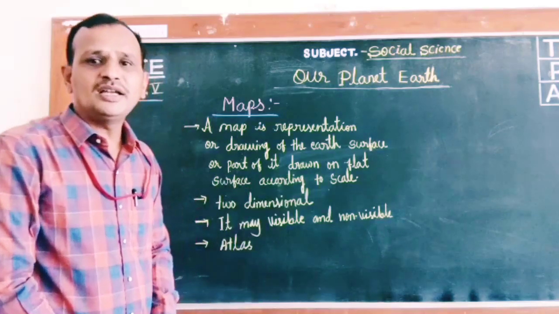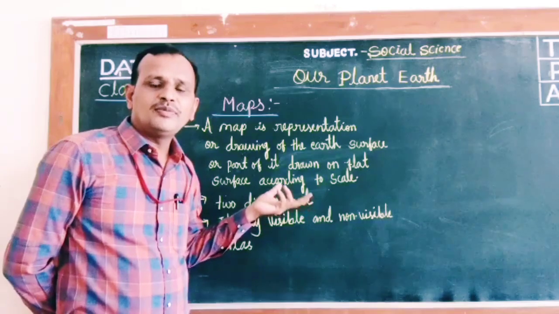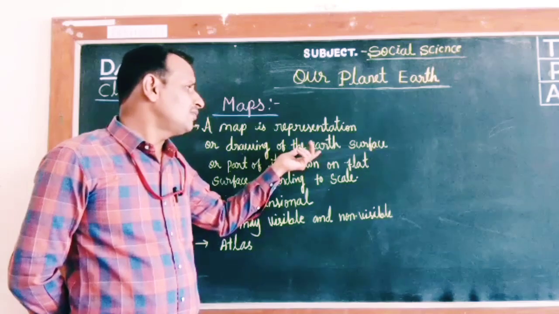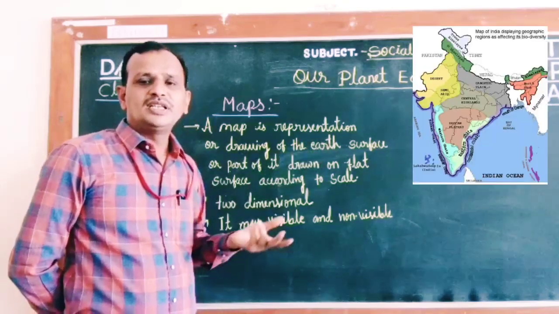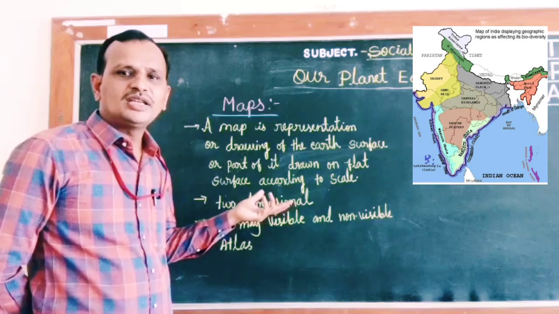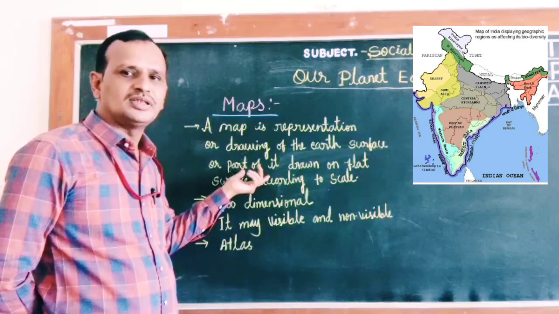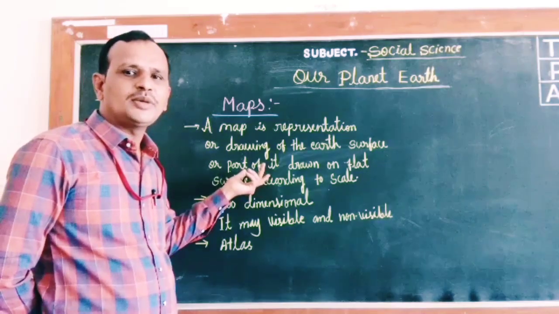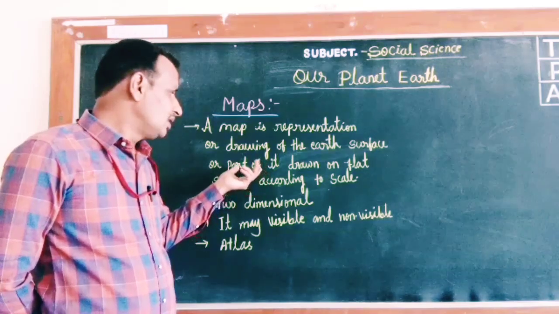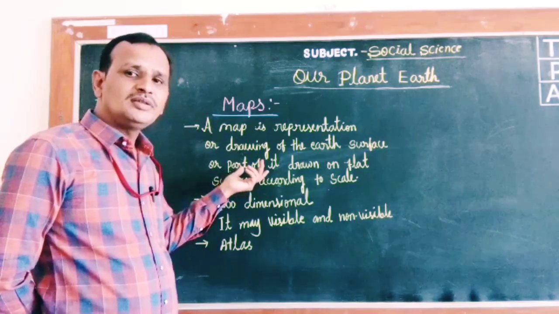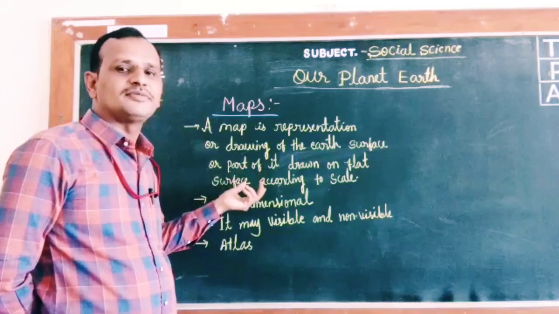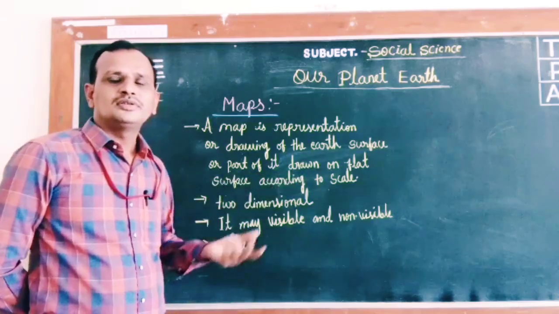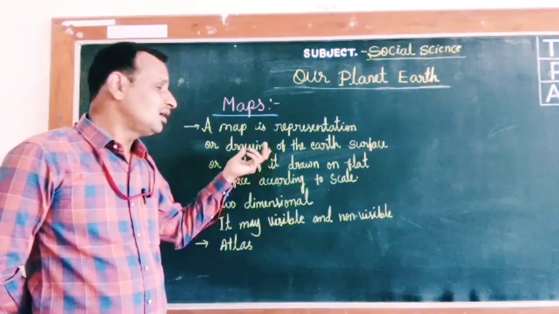If we see a world map, we can say it is the map of the full Earth's surface. If we see the map of India or Karnataka, it is a part of the Earth's surface, because India is one part of the Earth. So maps are always on a flat surface and according to scale. This is the meaning and definition of the map, children.